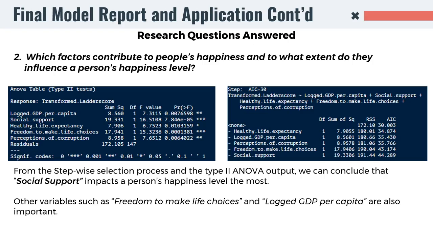In the second research question, we want to know what factors contribute to people's happiness and to what extent they influence a person's happiness level. Below, we have the type 2 ANOVA test and the stepwise regression model. We can see that the predictors that are important have a large sum of squares, as seen in the type 2 ANOVA, and we were able to drop the generosity variable because it was not important. We can conclude from these two tables that the social support predictor is the most important factor that impacts a person's happiness level, and other variables such as freedom to make life choices and log GDP per capita are also important. However, we concluded that social support was the most important.